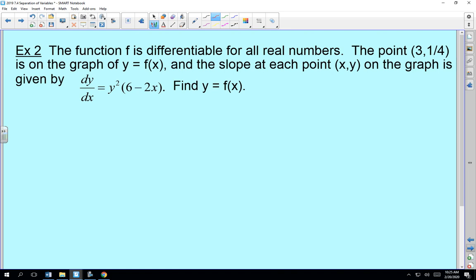What should move where? So we have y squared times 6 minus 2x. We probably won't want to distribute, right? We probably want to leave it like this. So maybe move the y squared to underneath this, and then the dx goes over here. That look okay?